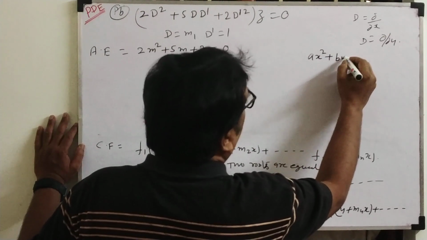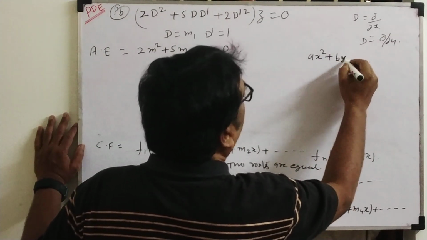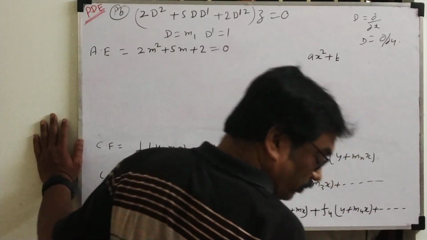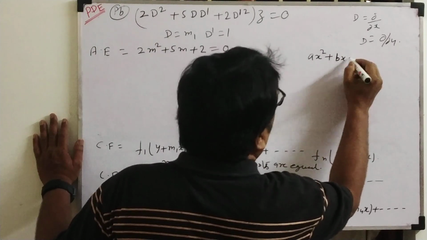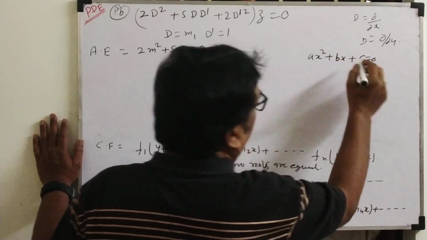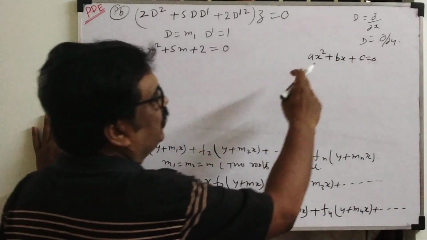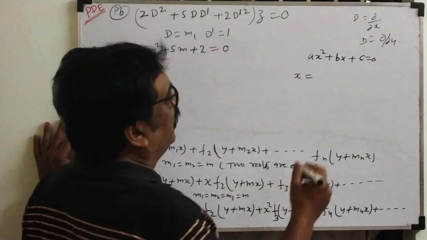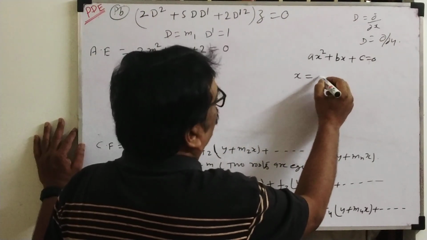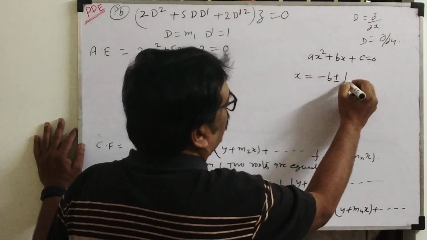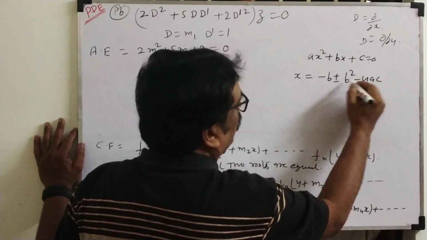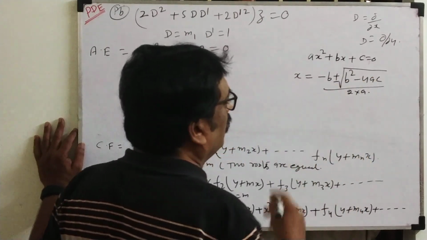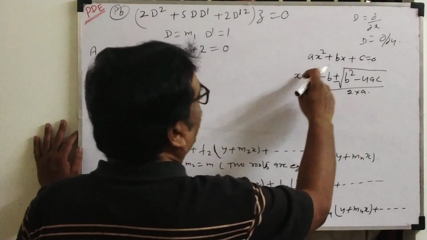ax square plus bx plus c equals 0. That is called a second degree equation. If an equation like this is there, what is the x value? There is a very beautiful formula, known as the quadratic formula: x equals minus b plus or minus root of b square minus 4ac, divided by 2a. This is the formula to get the x value.